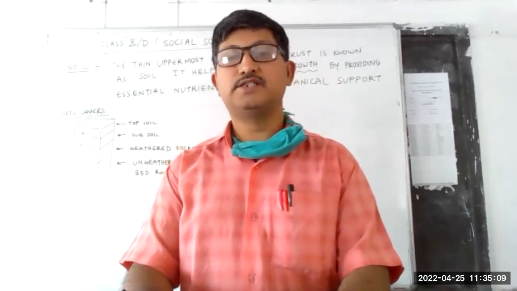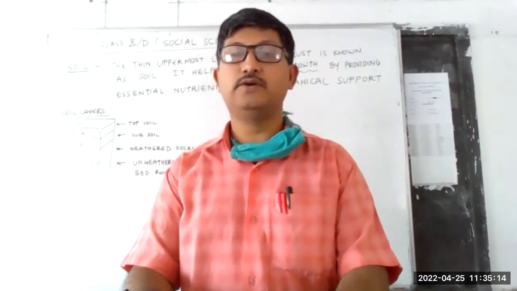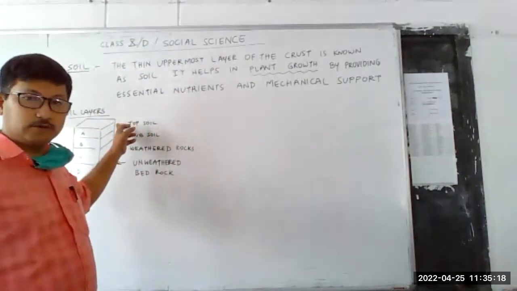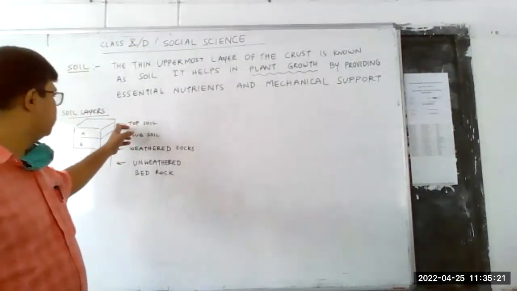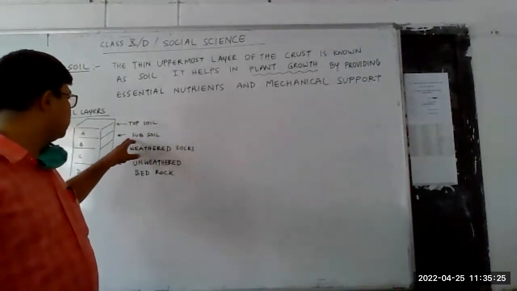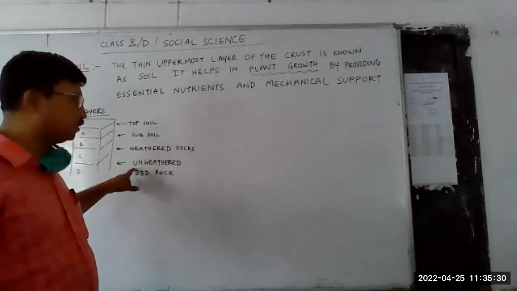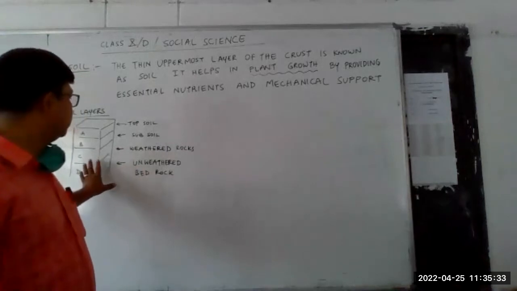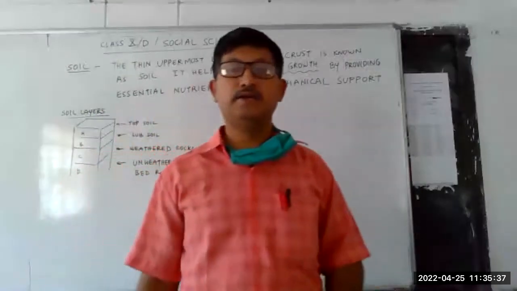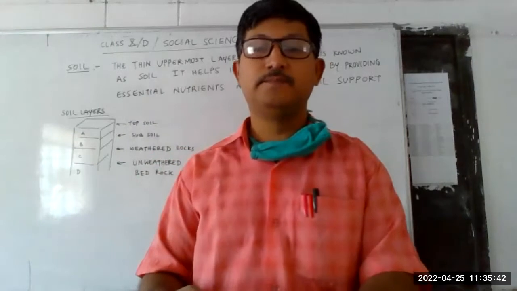The soil consists of several layers. The layers of the soil are known as topsoil, which I have already shown, also known as A horizon. The next layer is known as subsoil or B horizon, then weathered rock, C horizon, and unweathered bedrock or parent rock, that is D horizon. So soil formation is a very slow and continuous process, and it takes thousands of years to develop 1 inch of soil.